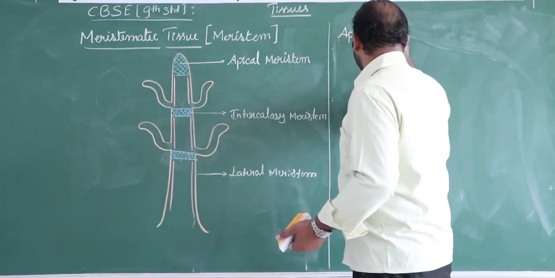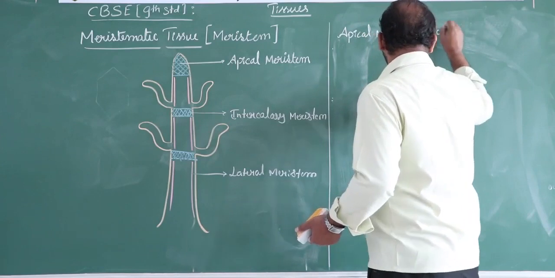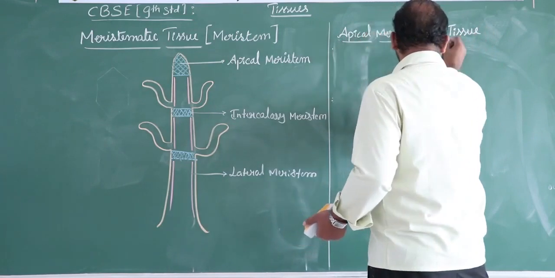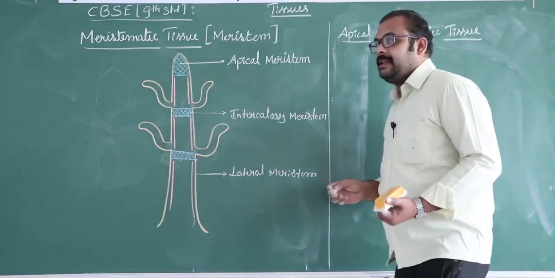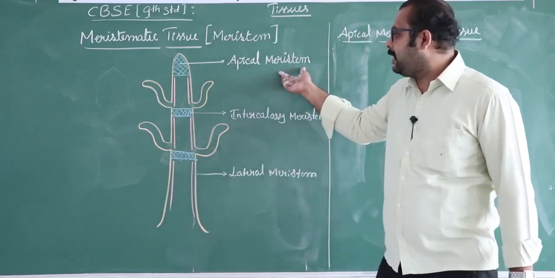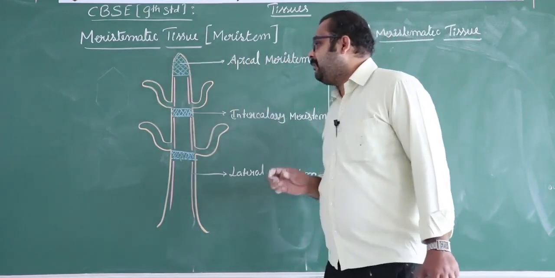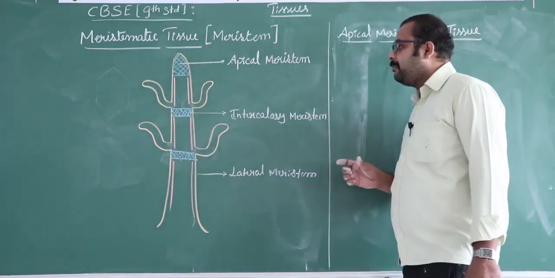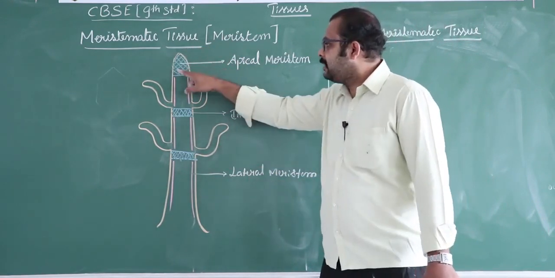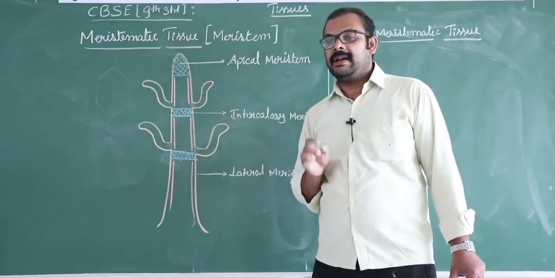Apical meristematic tissue. Here apical refers to the tip, and this is the meristematic tissue. They are always located in the growing region, that is the tip of the plant body, and they mainly help in growing of the plant body, because as this undergoes many divisions and produces many cells, it will help in increase in the length of the plant body.